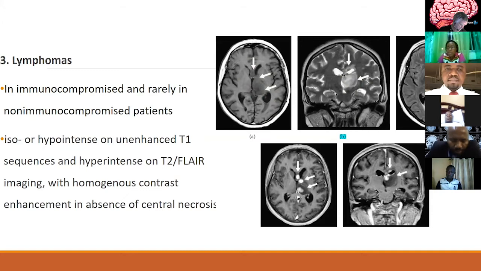We have the same imaging on the FLAIR. It's still a hypersignal on the FLAIR sequence. And these lesions tend to have a homogeneous contrast enhancement in the absence of central necrosis, as you can see on the fourth and the fifth images.